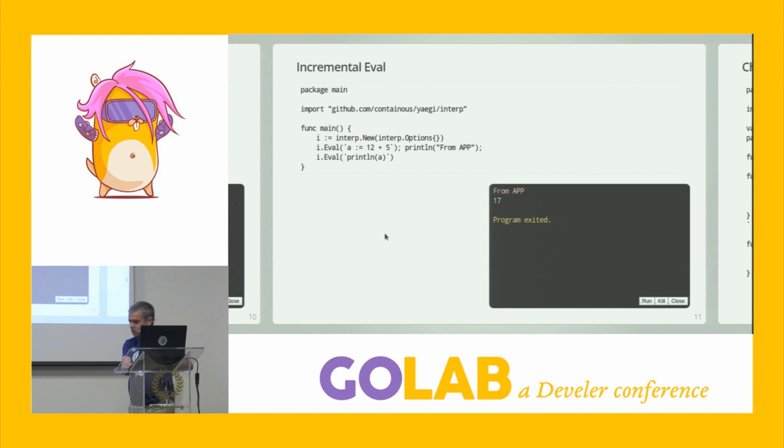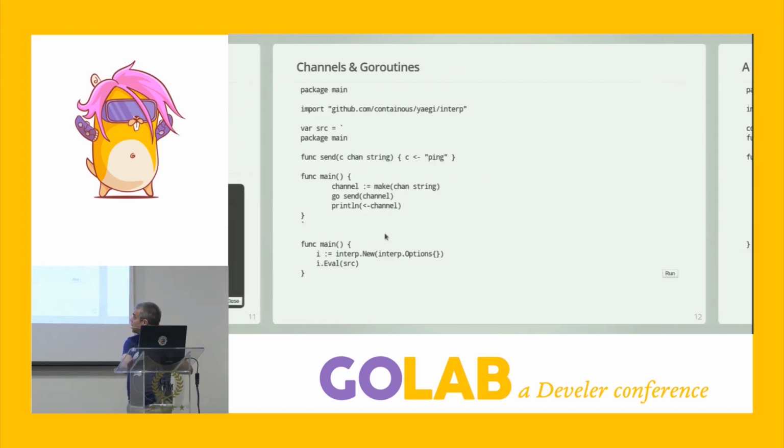So, next example. This is still the same. We still have a main which creates an interpreter and evaluates source, but this time the source is a bit more complicated. First, we now create a complete package in the source. And then we have a function. So this is the first time that we see a function interpreted. This function takes a channel as an argument, and then will send a message on this channel.